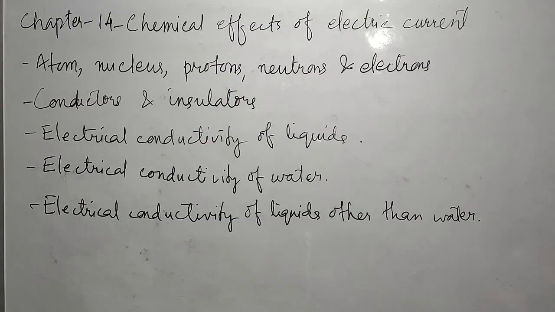Now the last one is electrical conductivity of liquids other than water. Several acids and bases, when dissolved in water, are good conductors of electricity. For example, lemon juice and vinegar are such liquids. Then most of the salts like sodium chloride, potassium iodide, etc. are also good conductors of electricity.